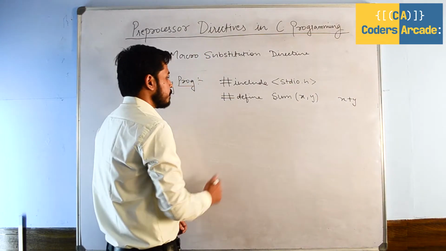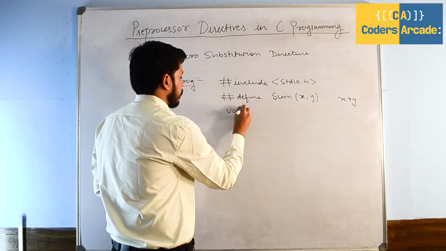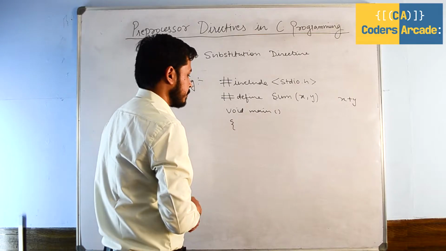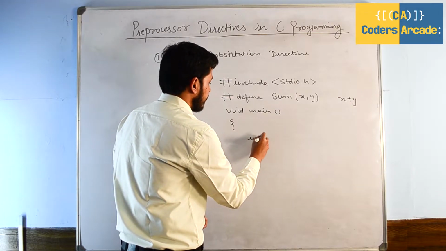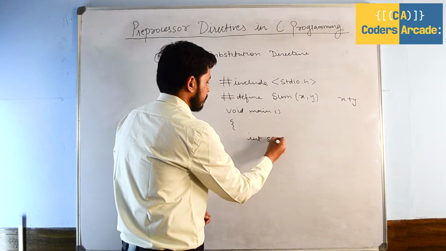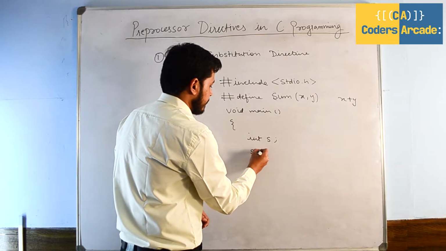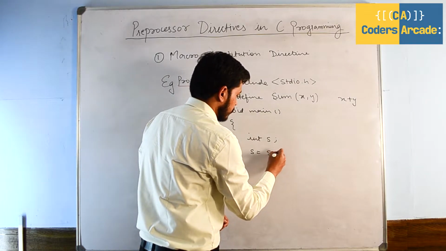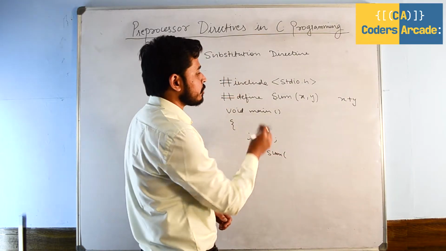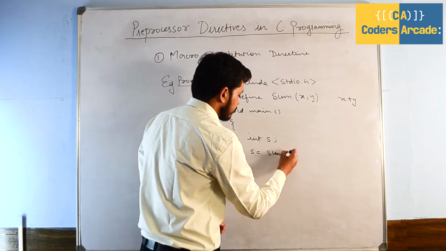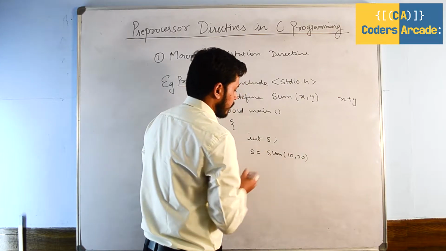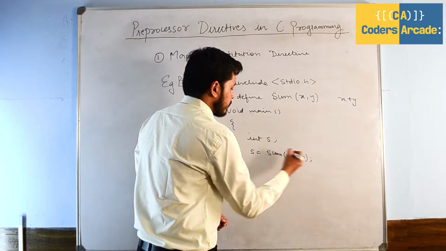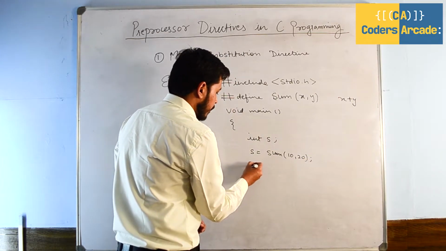Okay, now we will write our main function. So void main. Inside our main function, I am going to declare a variable called s, and using this s, I am going to do this, which is SUM of, now instead of x, y, I will give the values, let us say 10, 20. So this is inside this s. All right. Now in the next step, I am going to print it out.